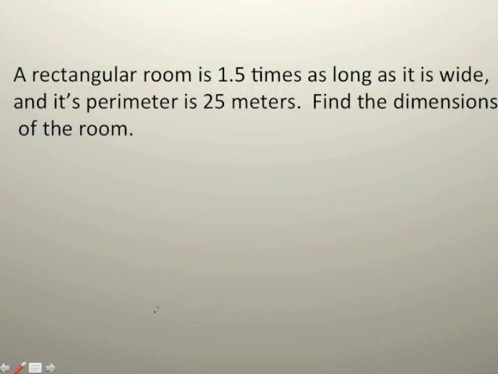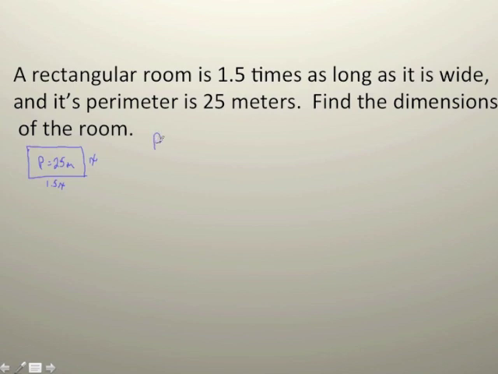Here's a geometry problem. A rectangular room is 1.5 times as long as it is wide, and its perimeter is 25 meters. Find the dimensions of the room. Since this is a geometry problem, the first thing I like to do is draw a picture of what we have. So here's my room. It is 1.5 times as long as it is wide, so I'm going to let the width be x, and the length will be 1.5x. And its perimeter is 25 meters.